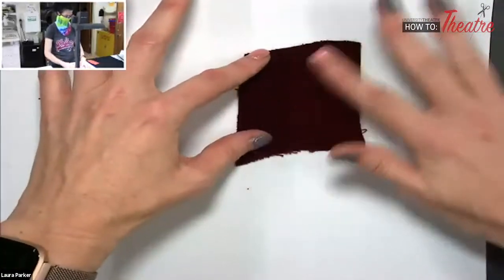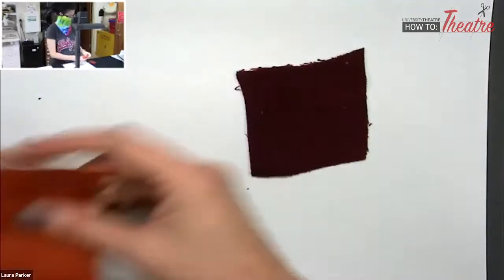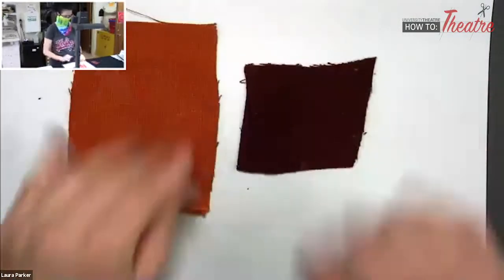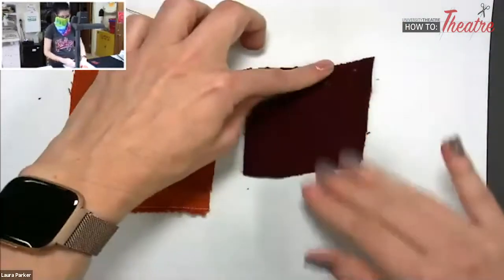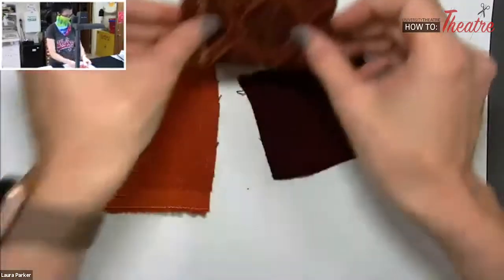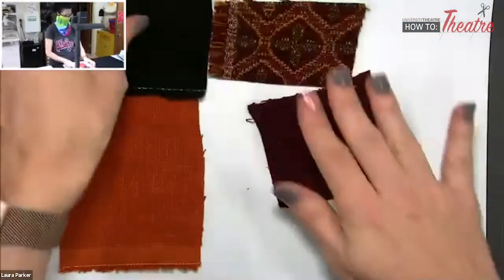Got some corduroy, some linen. So we've got some medium weight fabrics. And then we've got some heavier weight fabrics as well.